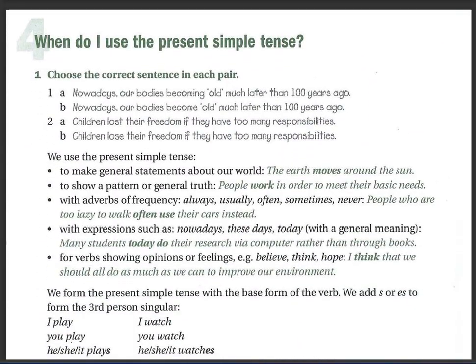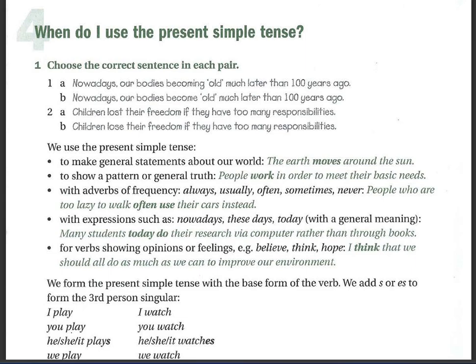And unit 4. When do I use the present simple tense? Number 1. Choose the correct sentence in each pair. Let's do it together. 1a. "Nowadays, our bodies are becoming old much later than 100 years ago." 1b. "Nowadays, our bodies become old." So here we have becoming and become. So what do you think? Very good. B. Become.